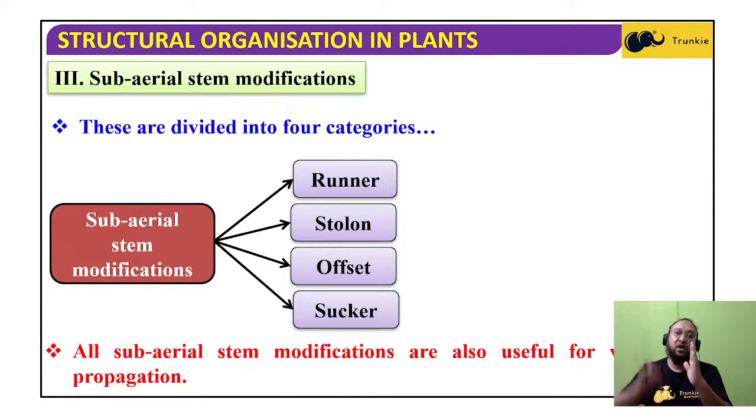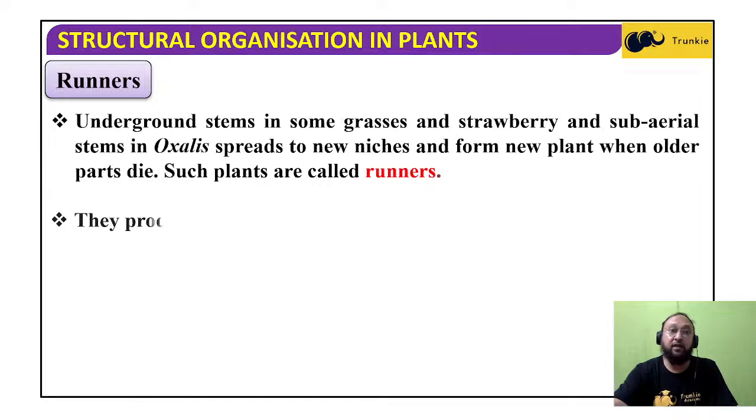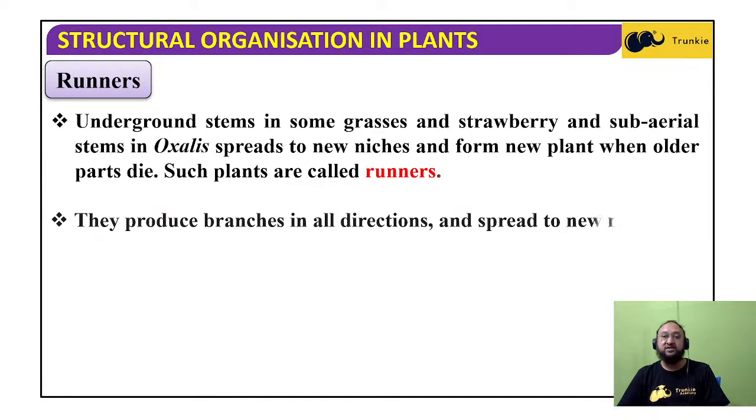As I told you, when you cut the rose plant obliquely on the stem, a new plant will grow. So that is vegetative propagation. Runner means the underground stems in some grasses and strawberry, and sub-aerial stems in oxalis, which spread to new niches and form new plants when older parts die.